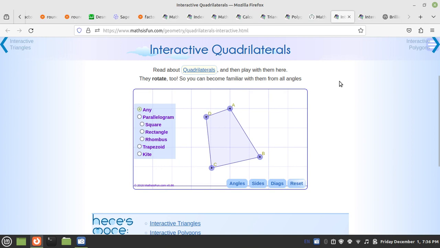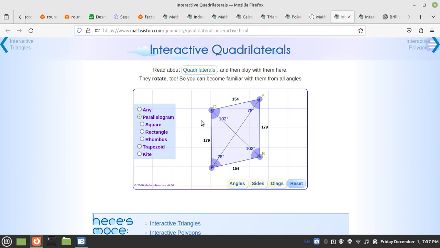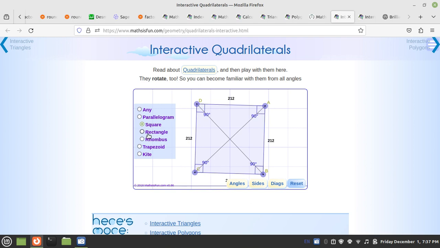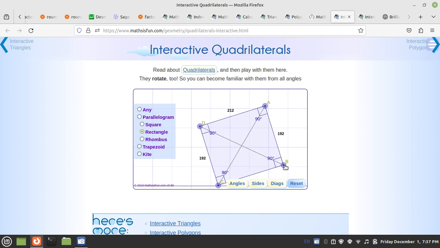They have interactive things also. So, an interactive quadrilateral, which has 4 sides. You can show angles, they are varying. Sides, I think these are the lengths of the sides. Diagonals, okay, reset. All right, so parallelogram, square. Okay, nice square, mashallah. Rectangle. So this square is also a rectangle.